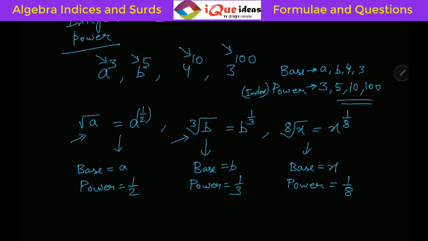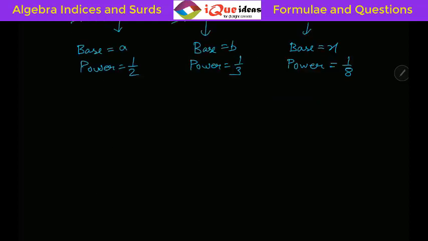Now there is something called negative power also. Let's see. If we have, let's say, a to the power minus 3, this means 1 upon a to the power 3. If we have 1 upon b to the power minus 2, if it goes up, it becomes b to the power 2, right? So the powers can be negative also. So when it goes from numerator to denominator, the power becomes negative to positive or positive to negative, right?